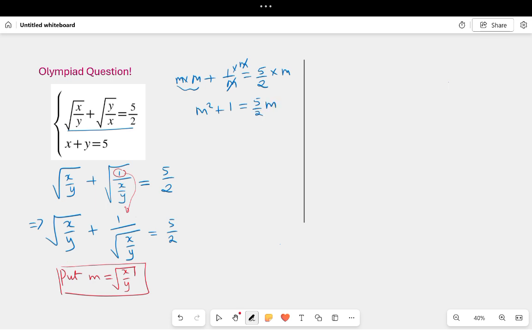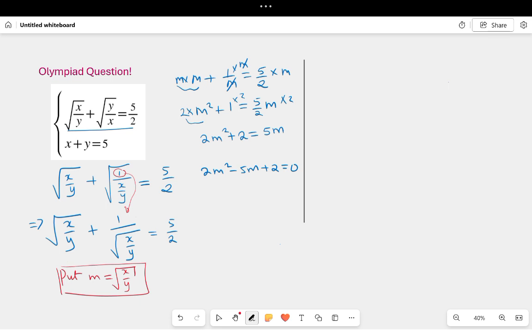Now we want to get rid of the denominator, which is 2 here, so times 2 throughout the equation. Over here we are going to have 2 times m squared plus 1, which is equal to 5 over 2 times m times 2, which is 5m. Clearly this is a quadratic equation. Now we need to reorganize it so that we write it in standard form: 2m squared minus 5m plus 2 is equal to 0.